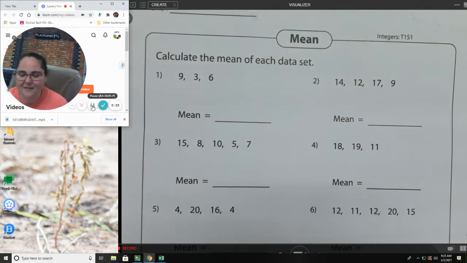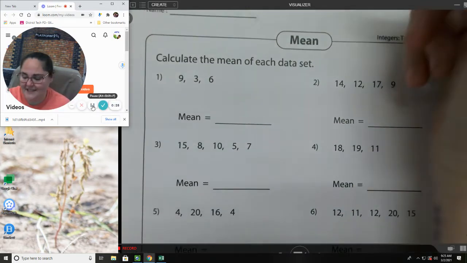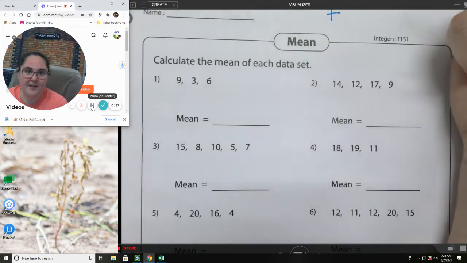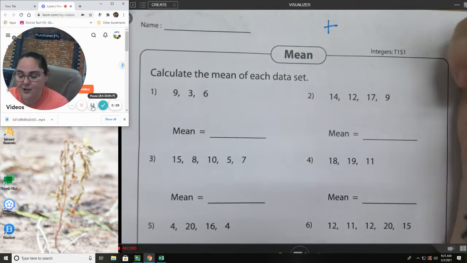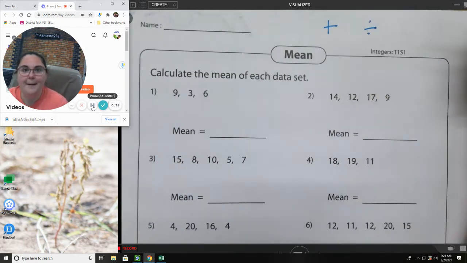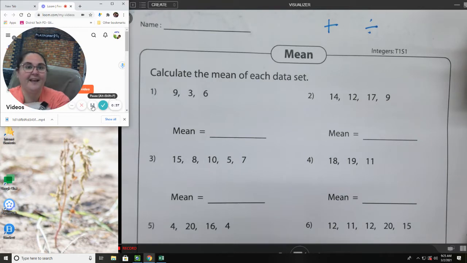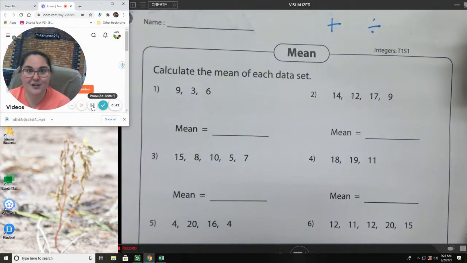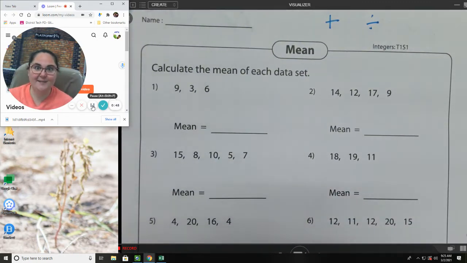All right, when you're looking for the mean or an average of a data set, you're going to start by adding all of the numbers together. And then you're going to divide the sum by the total numbers there. So we're going to practice this today. And by the end of your lesson today, you're going to be able to tell me the directions or how you find the mean or the average of a data set. So we're going to start by looking at number 1 on this page.